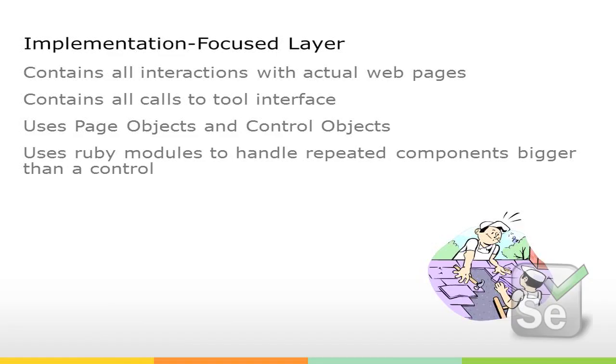This then calls down into the implementation layer, passing down that data and calling into the page objects at the appropriate places to actually drive the test. At the implementation layer, this is where all the interaction with the web page controls are. This is where all of the Selenium calls are. And it's got page objects and what I'm calling control objects, which are pretty much just wrappers around the various controls that we provide. And we're also using some Ruby modules to pull in things like our header, our footer, common elements that are found across our site.